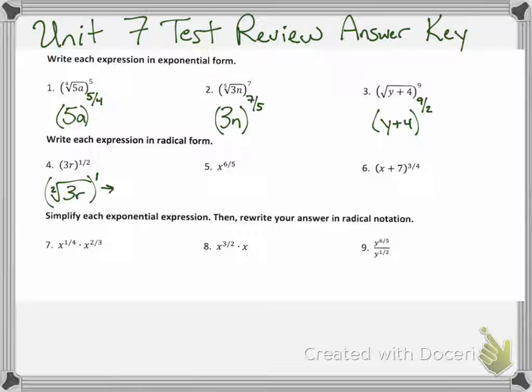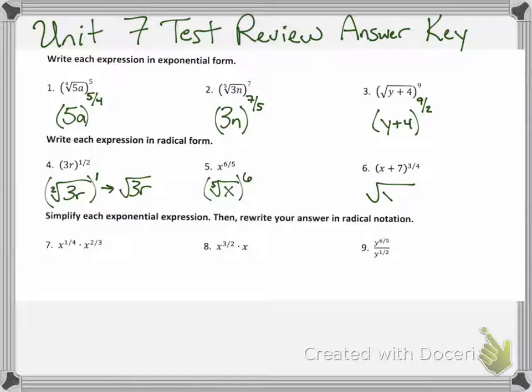However, we know the second root is the same as the square root, and we also know raising something to the first power doesn't really do anything. So the more appropriate way to write it would just be square root of 3r. Now we have x to the 6/5 power. X goes underneath the radical. It's a fifth root because that's the bottom of our fraction, and it's being raised to the 6th power.